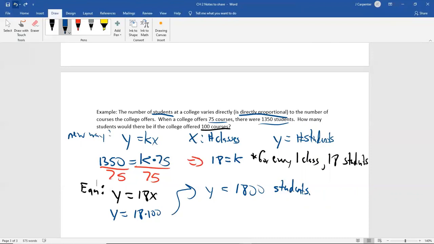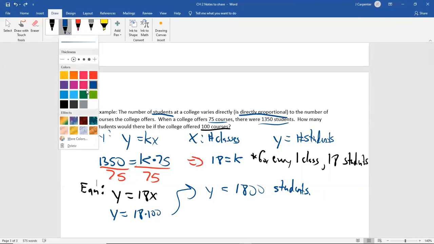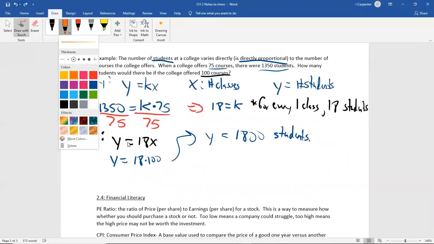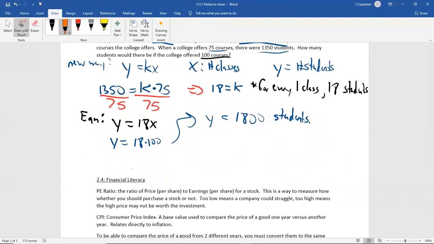Okay, so what about the alternative way? So this was the new way. And what color do we like? Let's go orange. And I'm gonna need to do this.